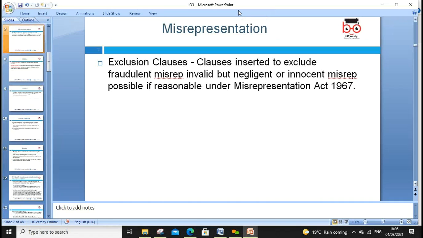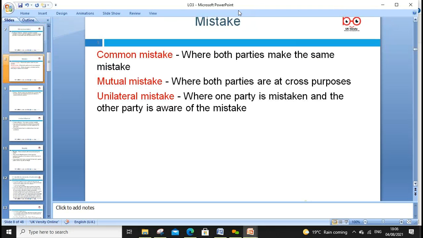Misrepresentation exclusion clause inserted to exclude fraudulent misrepresentation is invalid, but negligent and innocent misrepresentation exclusion is possible if reasonable under the Misrepresentation Act. Okay, mistake. Yes, we can have common mistake, where both parties make the same mistake. Mutual mistake, where both parties are at cross purposes. And unilateral mistake, where one party is mistaken and the other party is aware of the mistake.